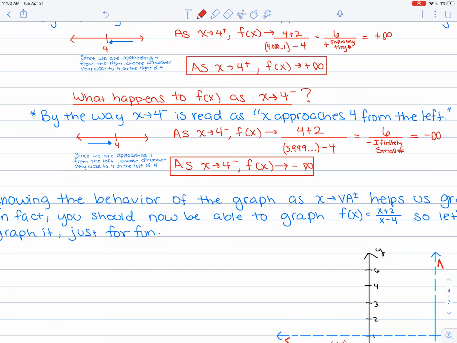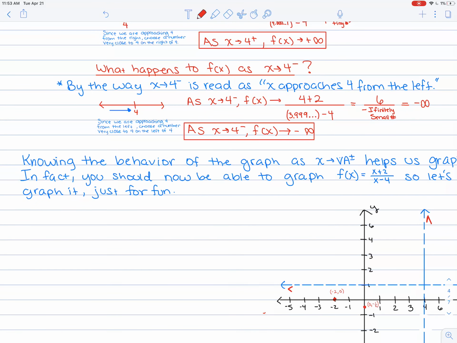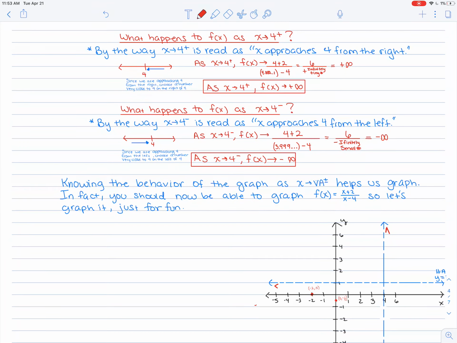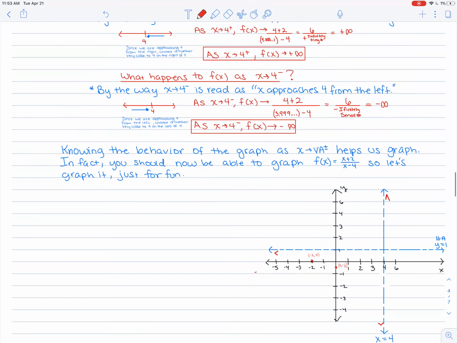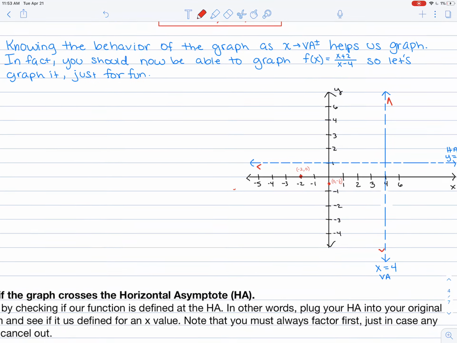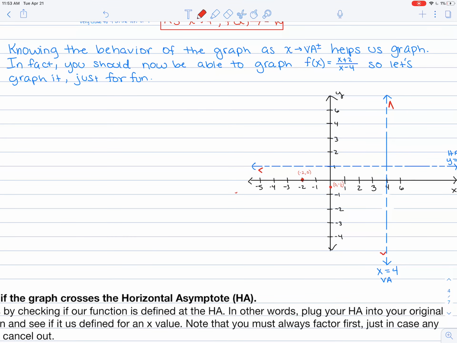We approach negative infinity. Okay, so knowing the behavior of the graph as x approaches the vertical asymptote from the right and left helps us graph. In fact, you should now be able to graph f of x equals x plus 2 over x minus 4, because I gave you all the tools. Even though I didn't ask you to graph in this particular problem, we are going to do so just for fun so you can see that you already could graph these. I'm just going to list all the information and then you're going to get the opportunity to do an example.